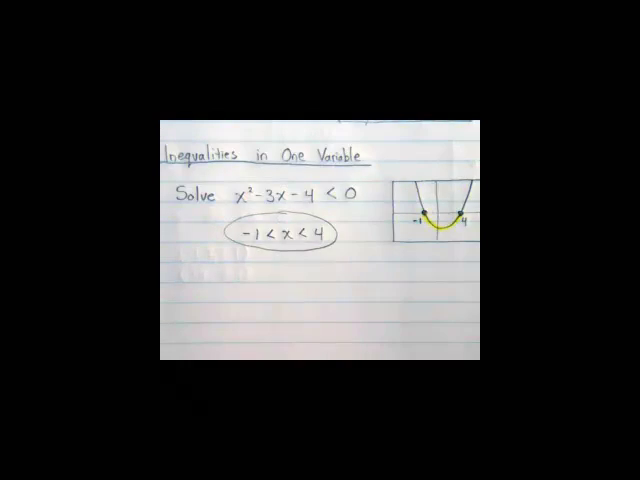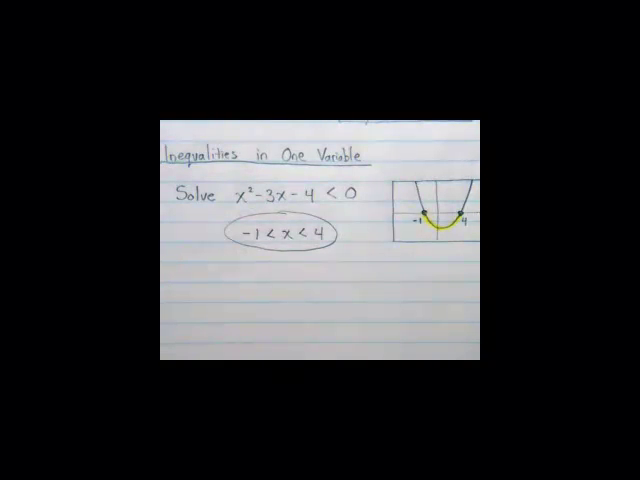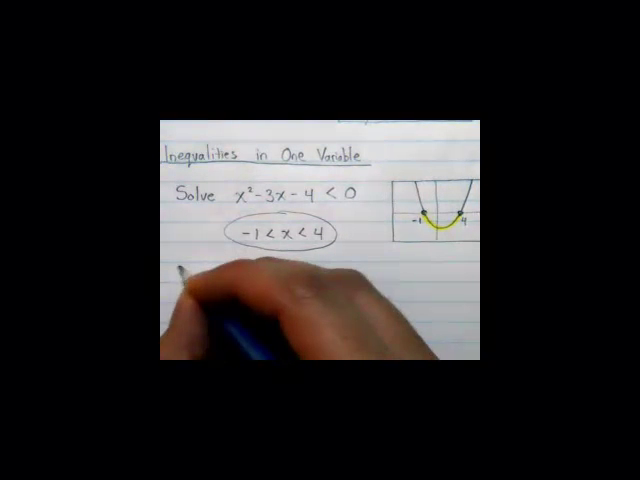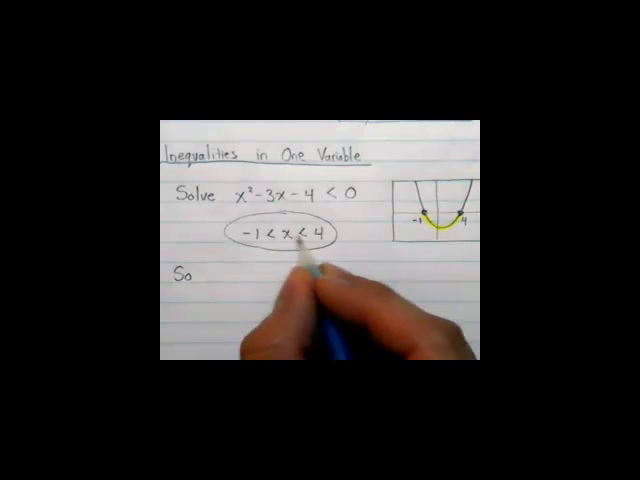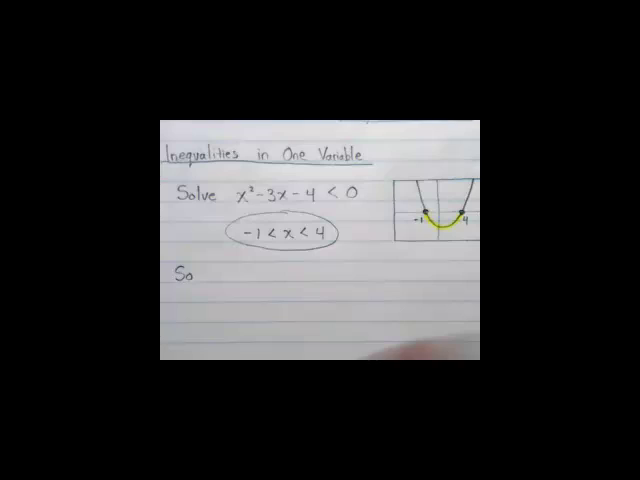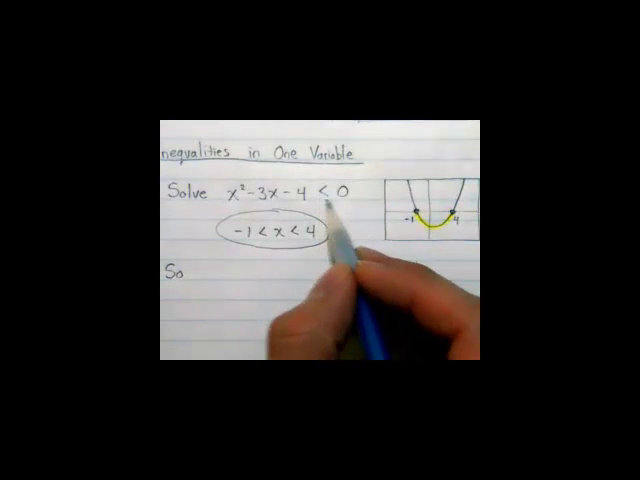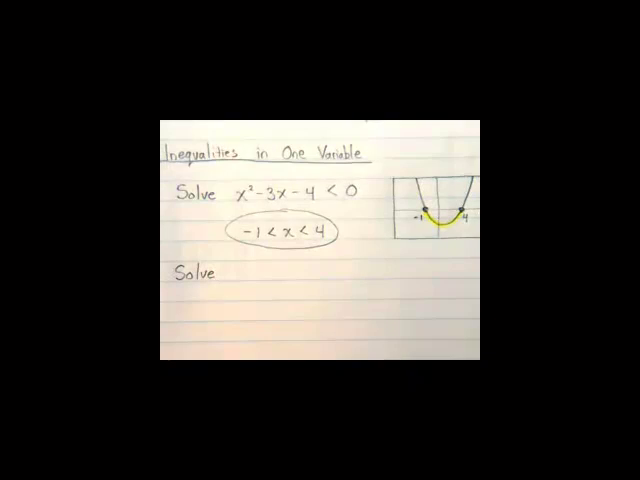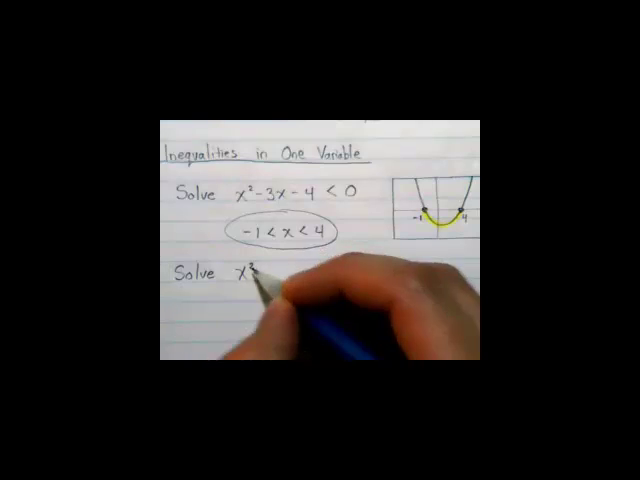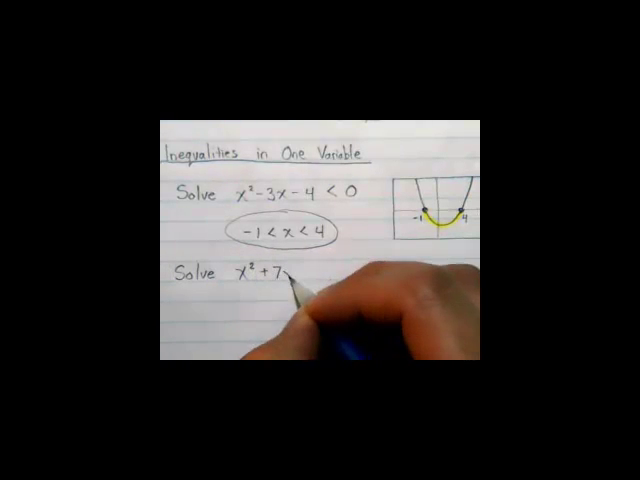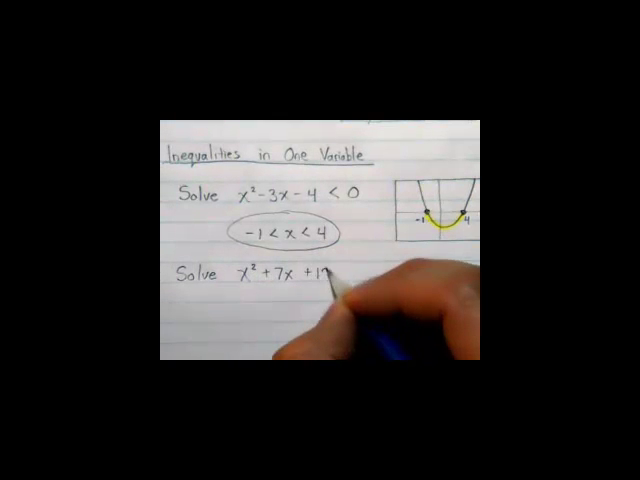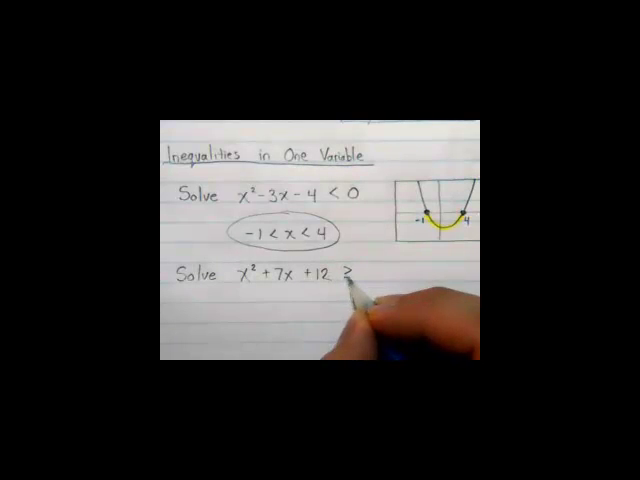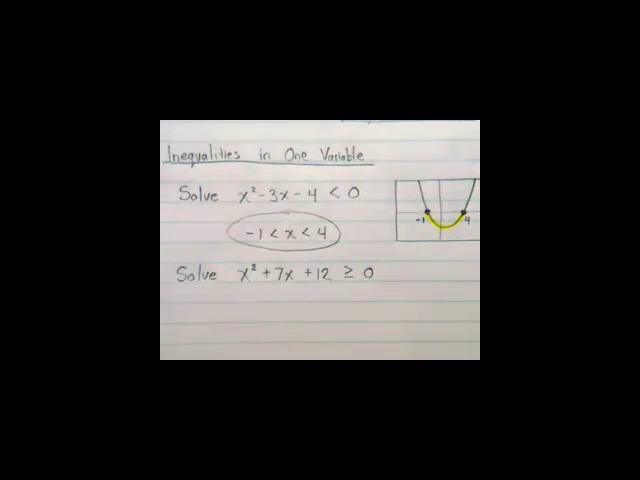Is it always going to be a less than sign? No. Depends on the problem. Oh, in here you mean? With these, these will always be less than signs to make that interval, yeah. But this might be something different. It could be greater than. All right, so let's try one more. How about solve x squared plus 7x plus 12, and let's go greater than or equal to 0.